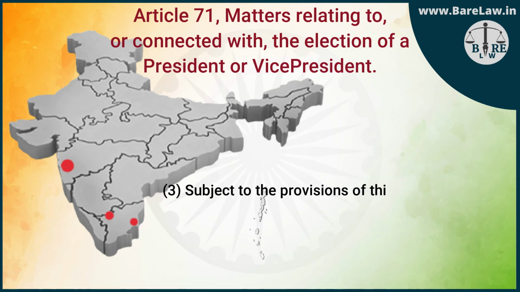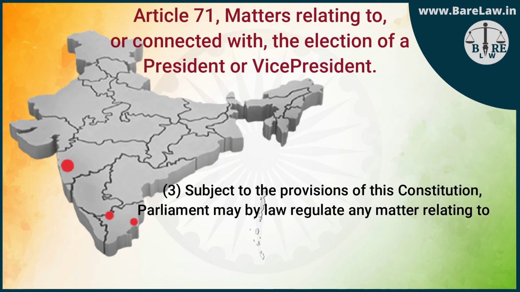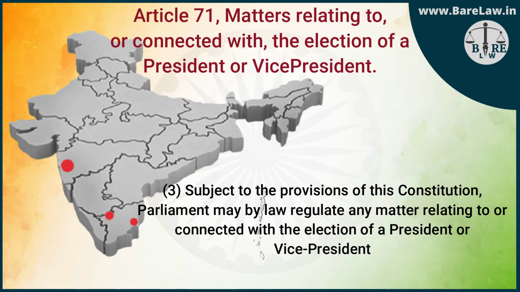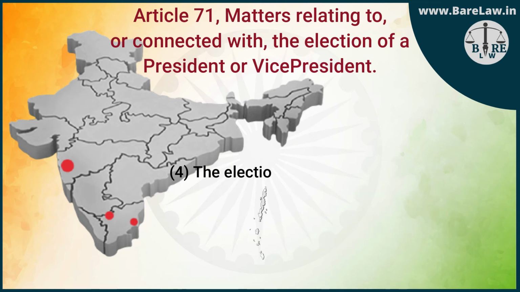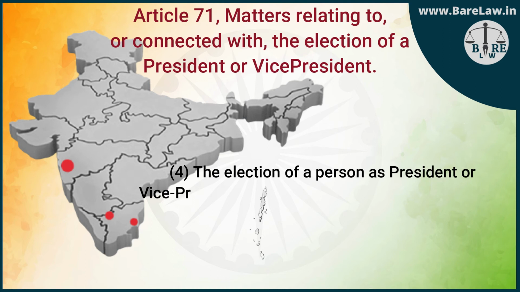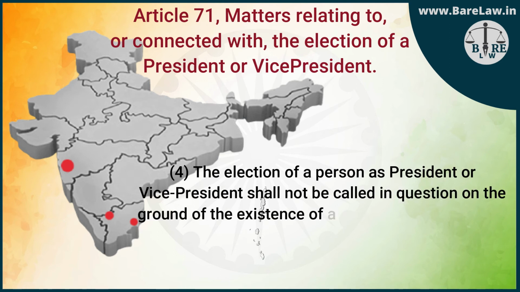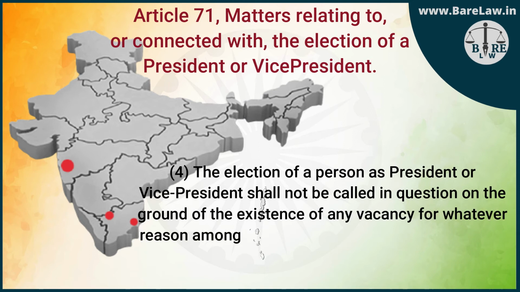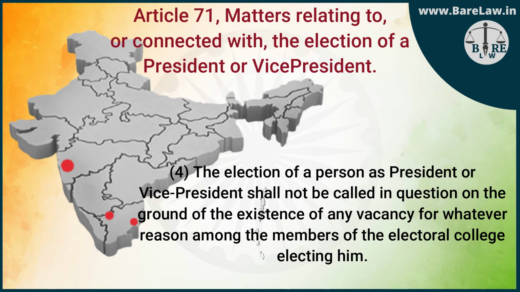Subclause 3. Subject to the provisions of this Constitution, Parliament may by law regulate any matter relating to or connected with the election of a President or Vice President. Subclause 4. The election of a person as President or Vice President shall not be called in question on the ground of the existence of any vacancy for whatever reason among the members of the Electoral College electing him.